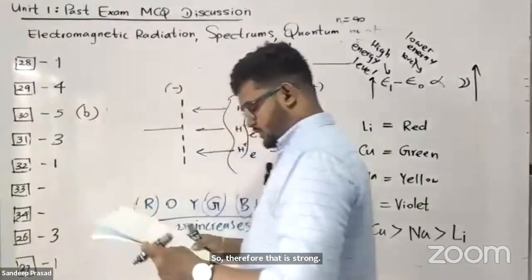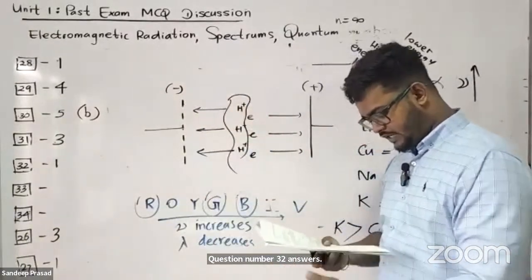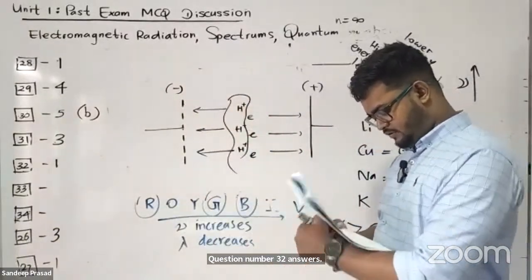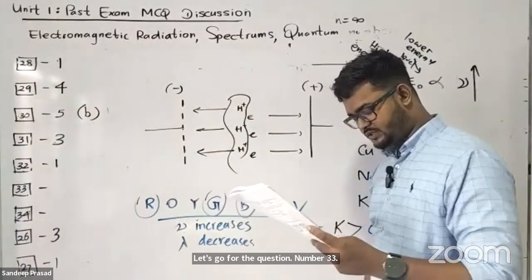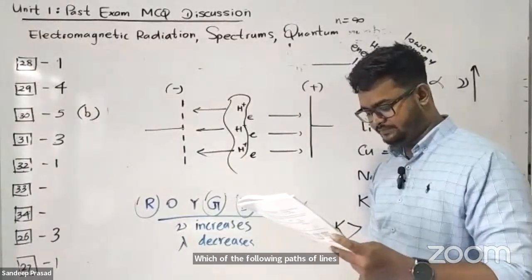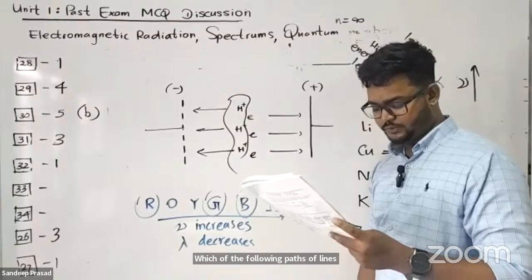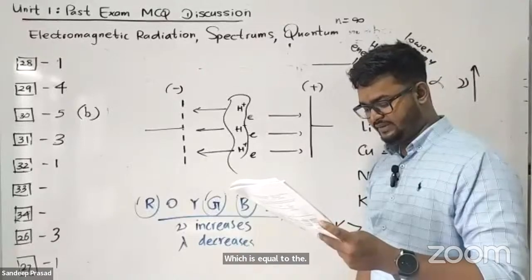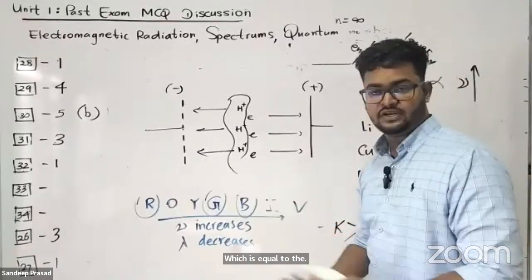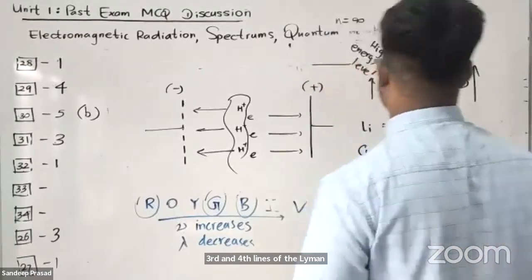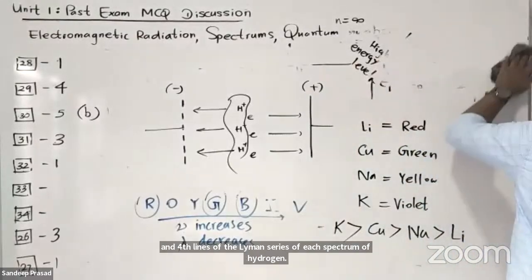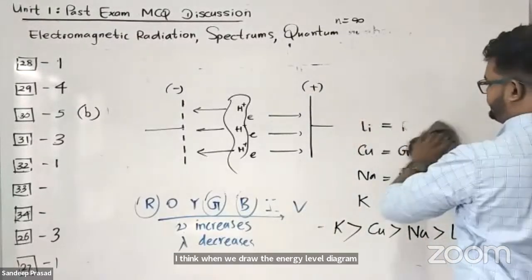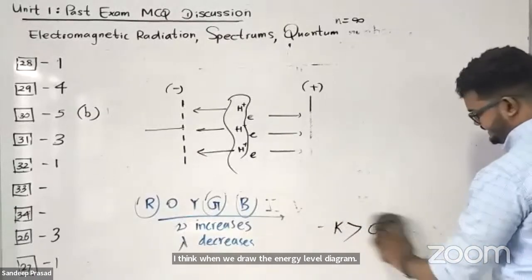Let's go for question number 33. Which of the following pairs of lines has the difference between them which is equal to that between the third and fourth lines of the Lyman series of the spectrum of hydrogen? I think when we draw the energy level diagram, we can go for the answer easily. Let me draw the diagram.